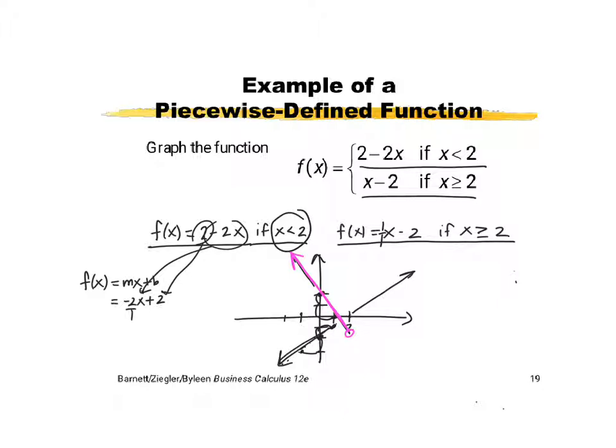Okay, so this graph is only defined over the domain x greater than or equal to 2. So since it's only greater than or equal to 2, I'll have to go to 2 and draw a closed dot because it's equal and it's greater than 2. And so it'll be everything to the right. Okay, so now we can erase the other part.